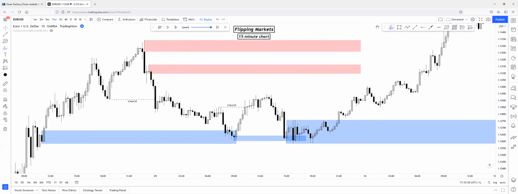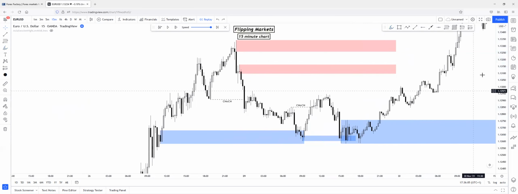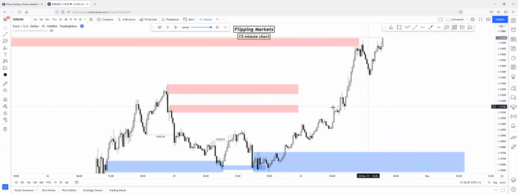Okay, price actually reversed on this demand zone, as you can see. I believe there was a 1 minute change of character inside of this zone. And after the 1 minute change of character and the entry opportunity, price started to form a series of higher highs and higher lows. Okay, let's focus on the supply zones.